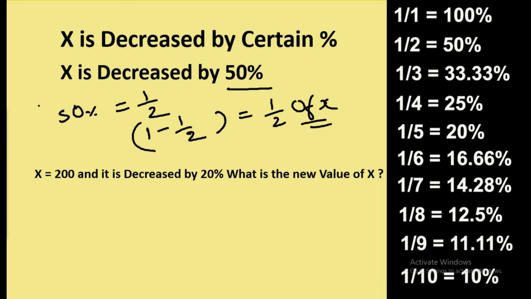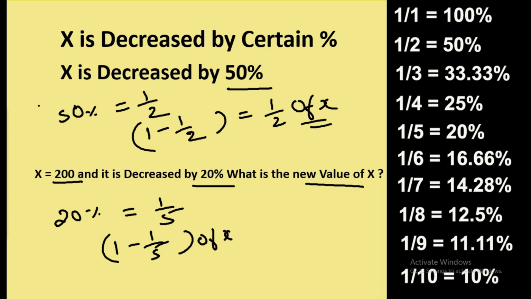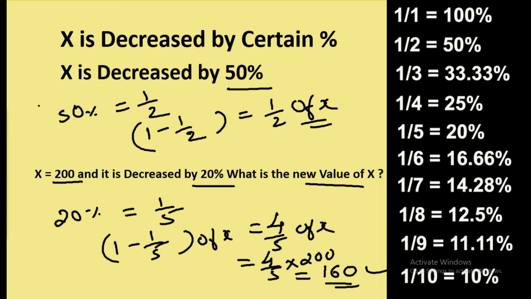We take a similar example, only the change in X value is decreased by 20 percentage. The question is: X equals 200 and is decreased by 20 percentage. What is the new value of X? 20 percentage is equal to 1 by 5. So 1 minus 1 by 5 of X equals 4 by 5 of X. We know that the value of X is 200. 4 by 5 into 200 simplifies to the answer 160. 160 is the answer.